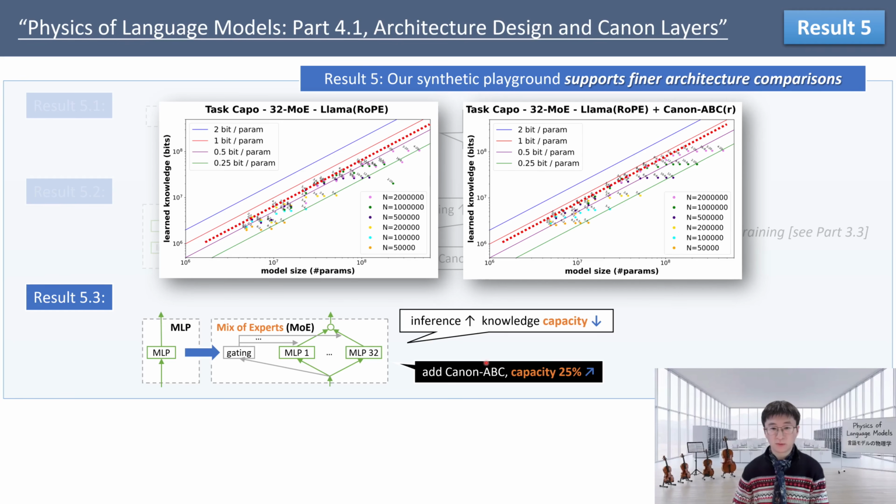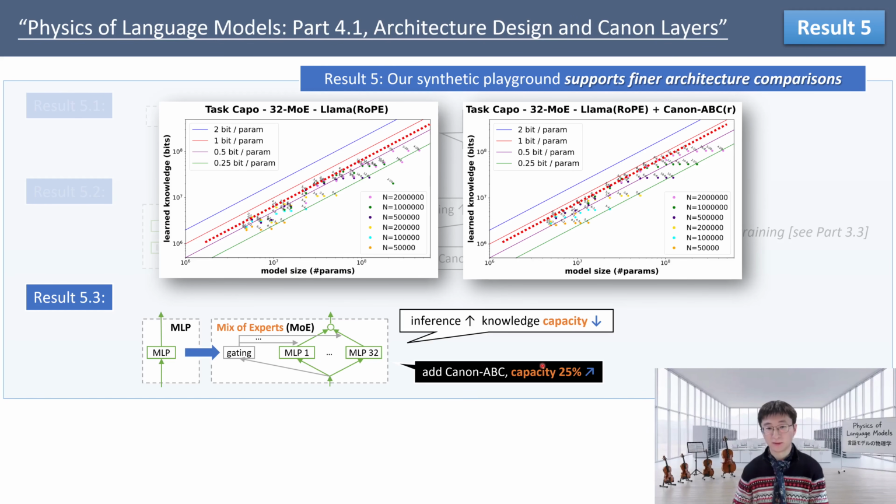So this time, very importantly, I'm testing only Canon ABC. I'm not adding the Canon layers inside MLP. You can also do that, but that requires you to change a little bit the code for the MOEs, but maybe you don't want to do that. So therefore, just by adding Canon ABC, you can already see this kind of very good performance gain in terms of knowledge capacity.